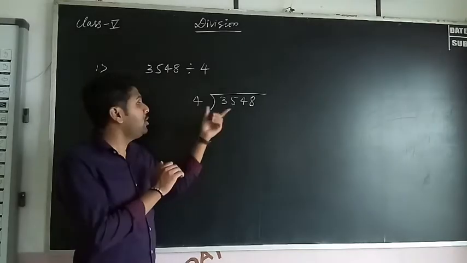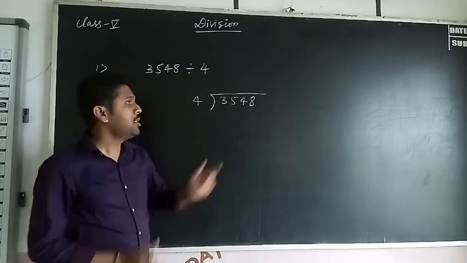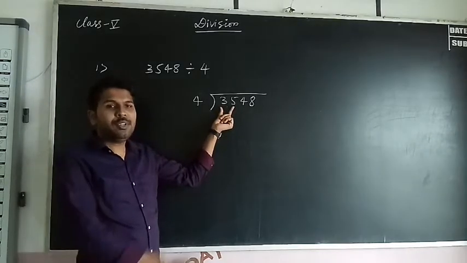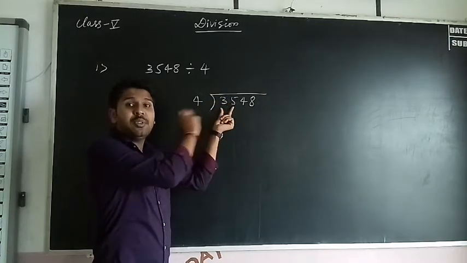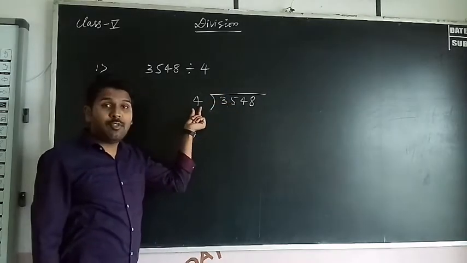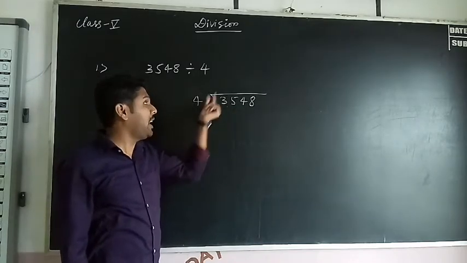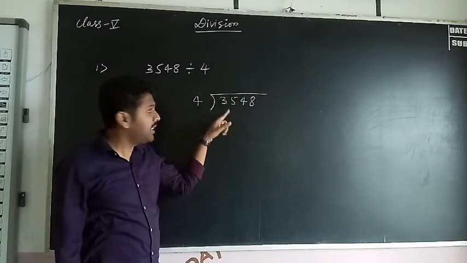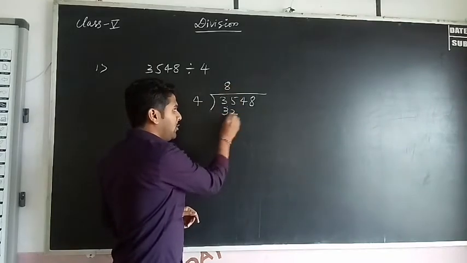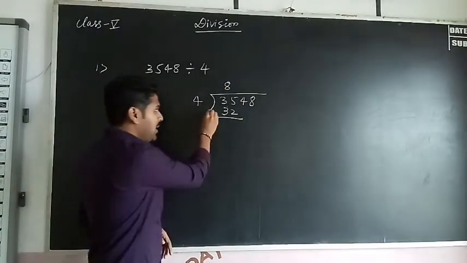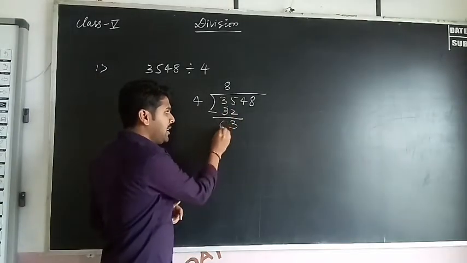When you want to divide any numbers, first remember the tables up to 30, minimum 30. Here 35 is there. You should multiply 4 by the number that gives a result nearest to 35. Can we say 4 8s are 32? 4 8s are 32. If you take 4 9s, that is 36, which is greater than 35. So 4 8s are 32. Now subtract it. 5 minus 2, how much? 3. And 3 minus 3, 0.